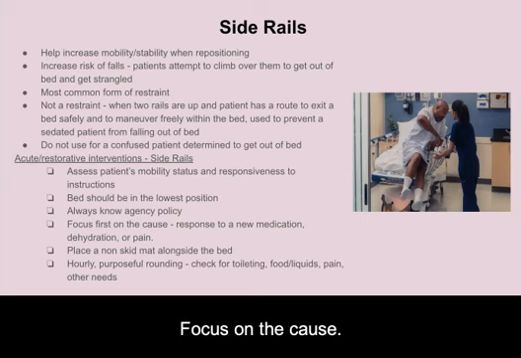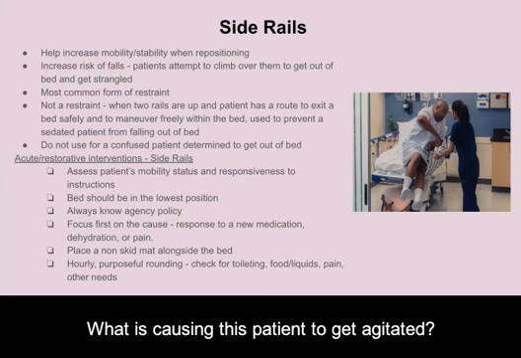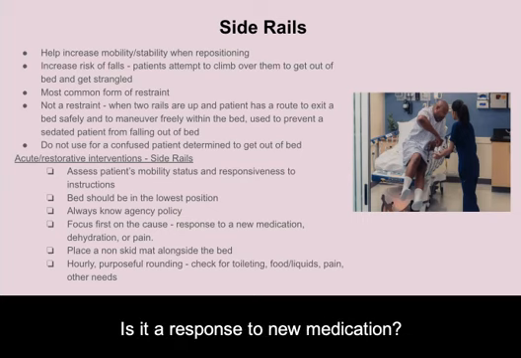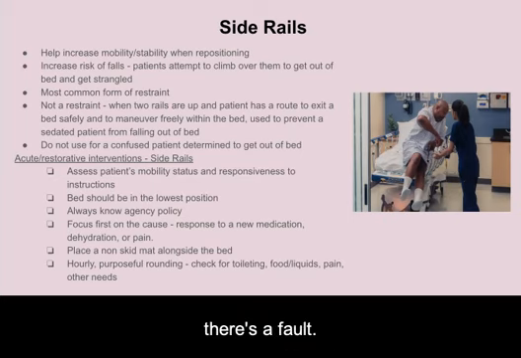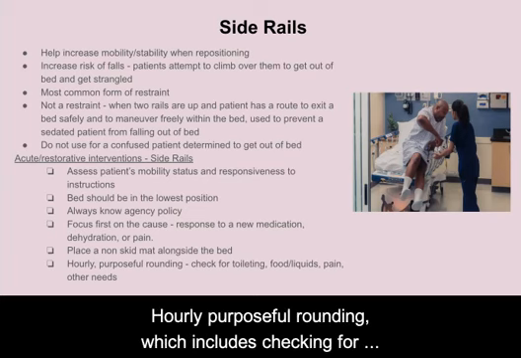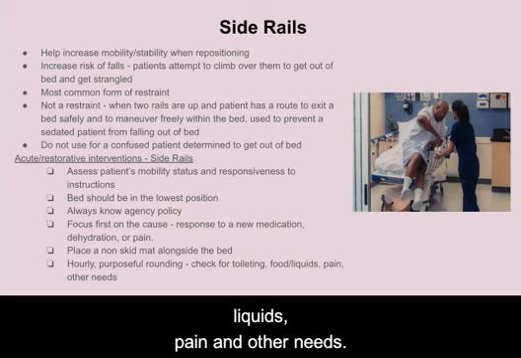First, focus on the cause. What is causing this patient to get agitated? Is it a response to new medication? Is it dehydration or pain? Place the non-skid mat alongside the bed, just in case there's a fall, so they don't have a serious injury. Hourly purposeful rounding, which includes checking for toileting, food, liquids, pain, and other needs.